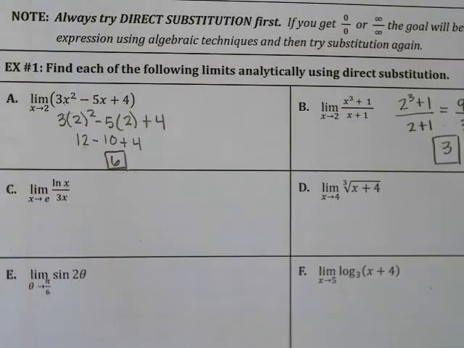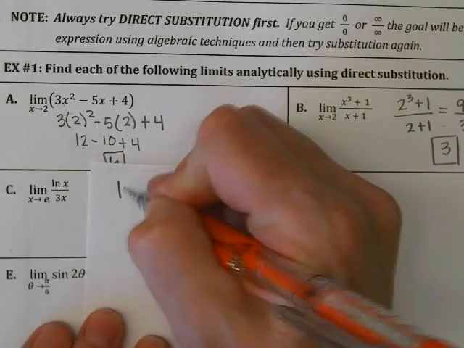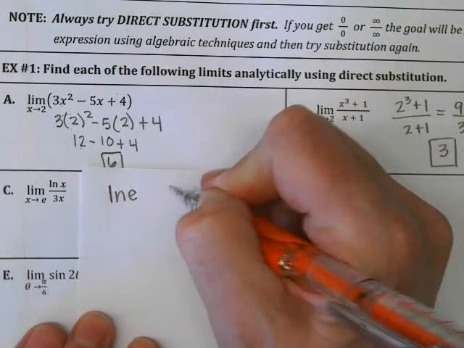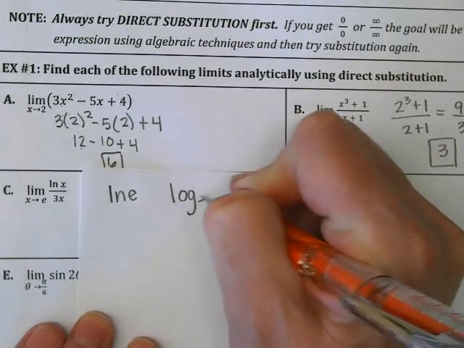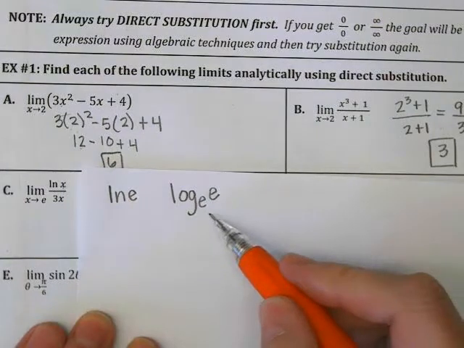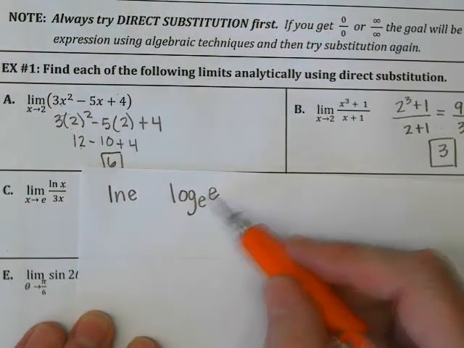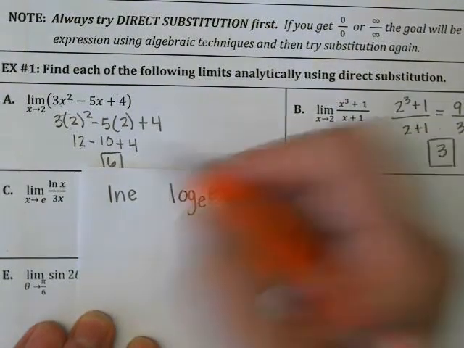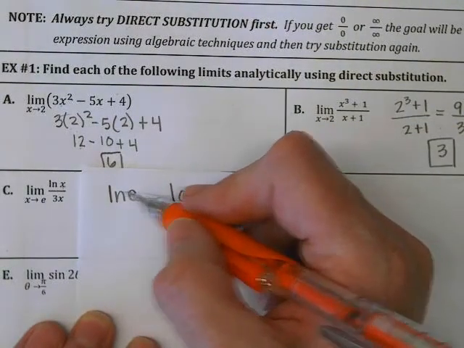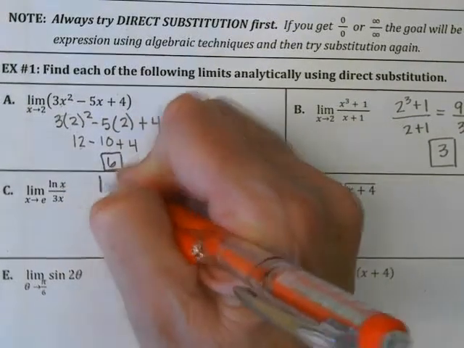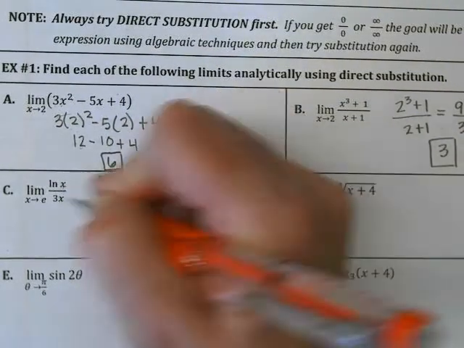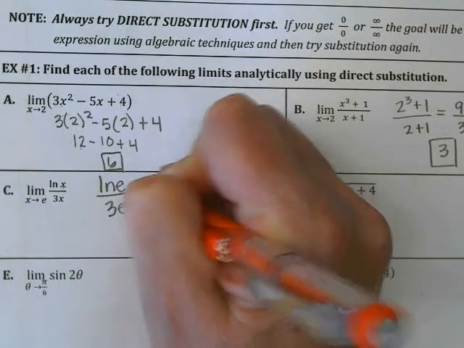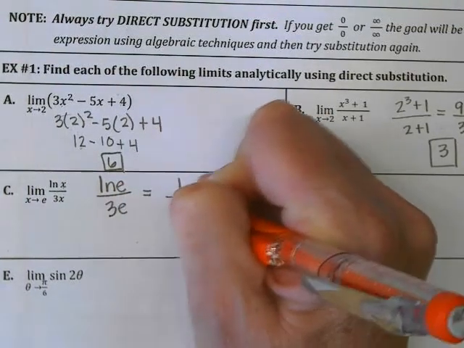Uh-oh, natural log, x approaches e, so don't forget when we do our natural log, the natural log of e, that's the same thing as log base e of e. Remember we said last week, if these are the same, it's equal to 1, because they're inverses of each other. So the natural log of e is 1. So let's do natural log of e over 3e. That's it.